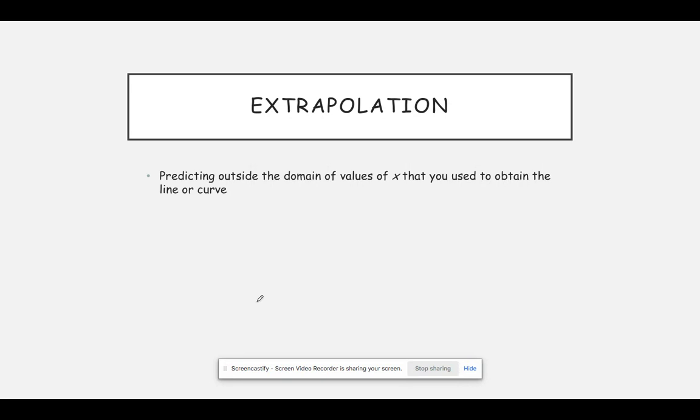Extrapolation means that we're using our model to make predictions that are well outside of the original domain of our data set. So, for example, if you had a scatter plot, and I'm just going to make a rough sketch here. We've got this negative trend, and maybe our x values in the scatter plot ranged up to 10. Extrapolation would be making a prediction for, say, an x value of 20. It's well outside of that original domain. Those predictions might not be accurate.